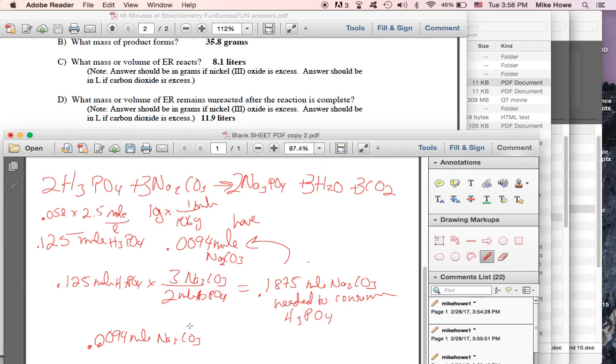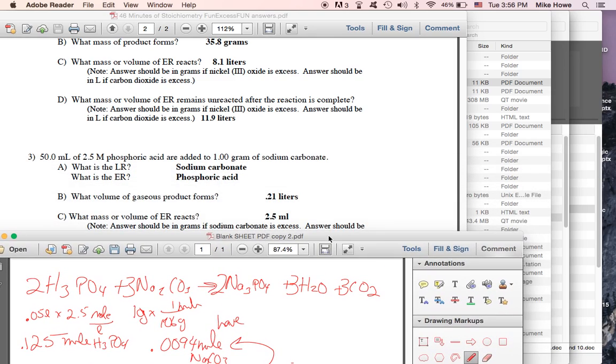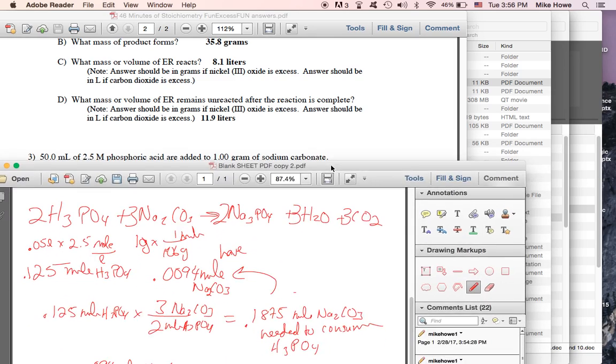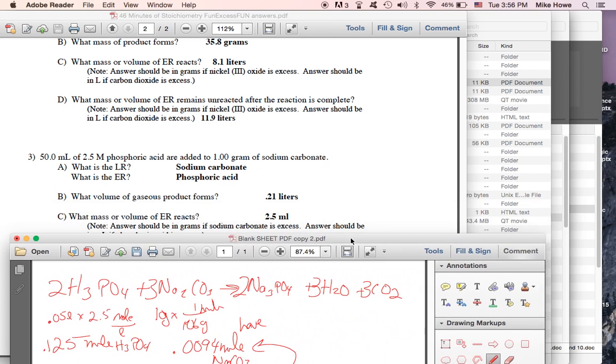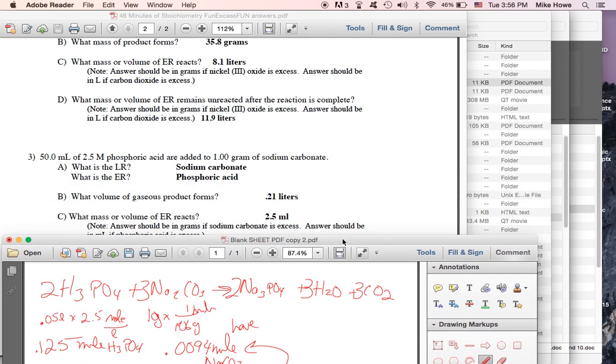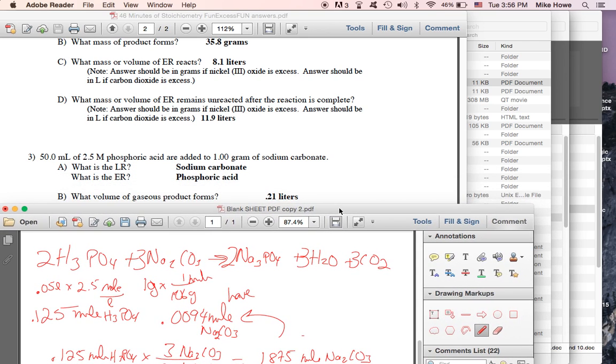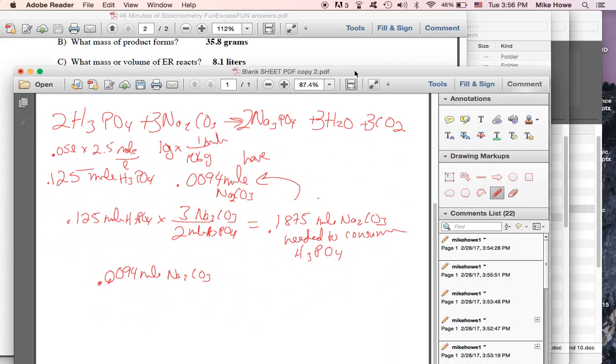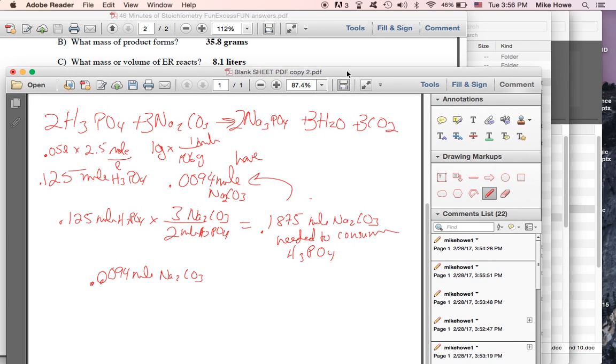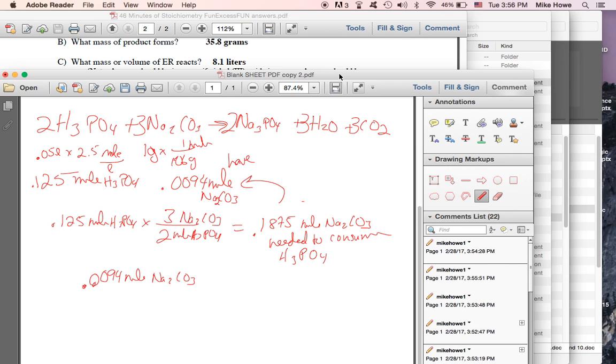Now if you go up and look at the question at hand, our limiting reactant is sodium carbonate. That's what we determined. And our excess reactant is phosphoric acid. Now the next question says what volume of gaseous products form. The gaseous product would depend on the limiting reactant, and the gaseous product is the carbon dioxide. So we'd take our 0.0094 moles of sodium carbonate.